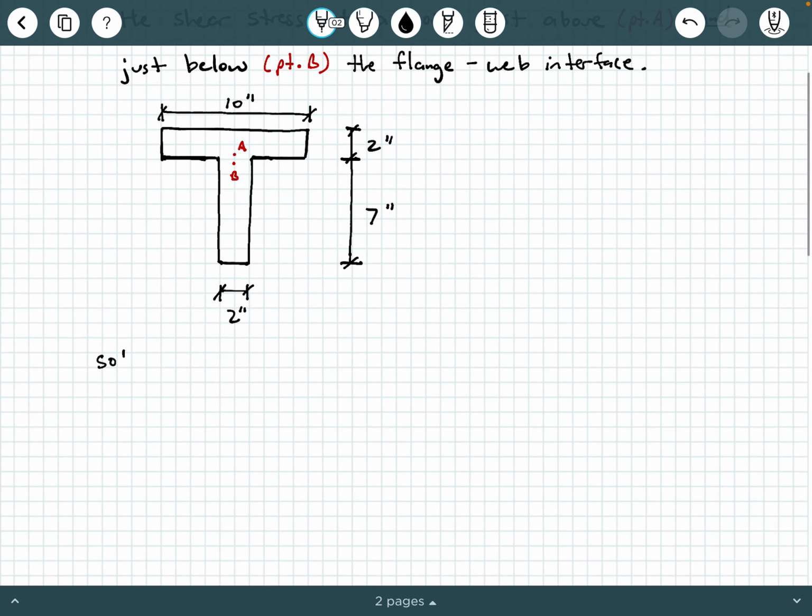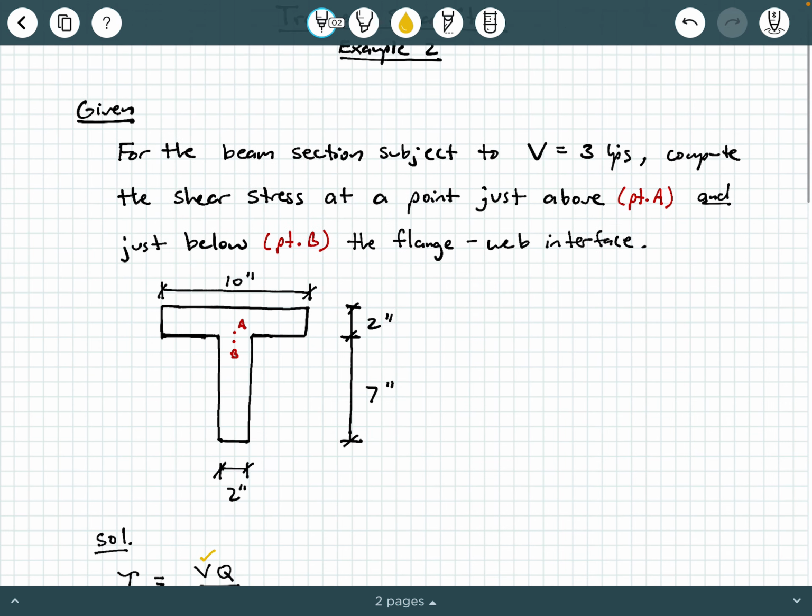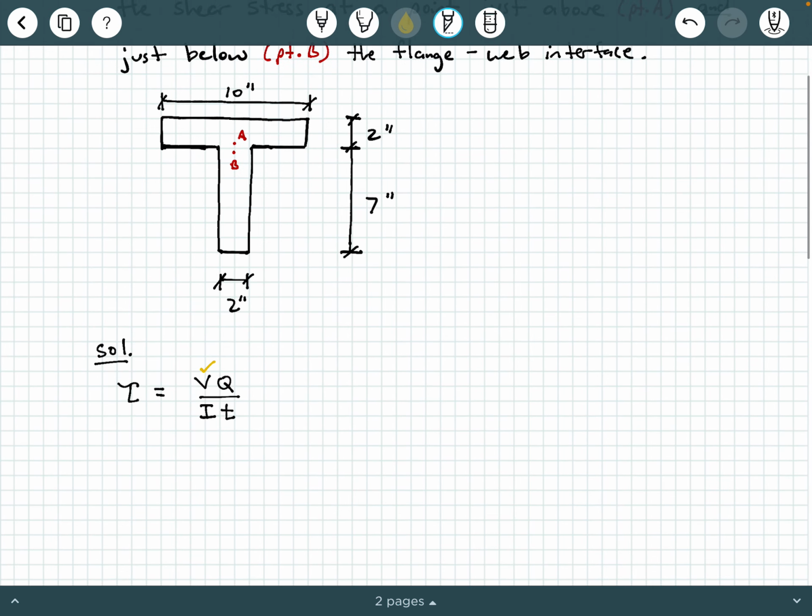So the first thing we can do is write our governing equation. Tau is VQ over IT. Now, the first thing to recognize is that we're given V. We know what that shear force is. That's the 3 kips that were given in the problem statement, okay? Now, do we know the thicknesses? Well, pretty much. So thickness T is going to depend on where in the cross-section we are.